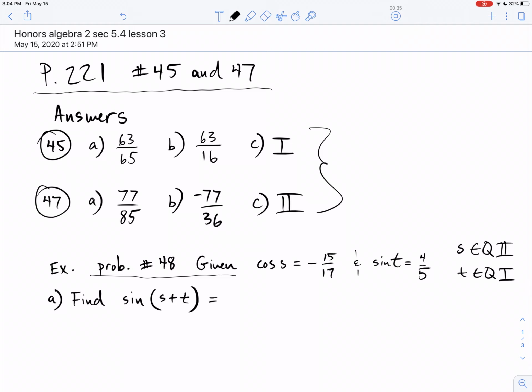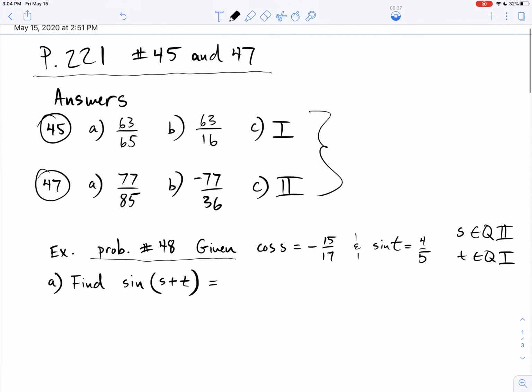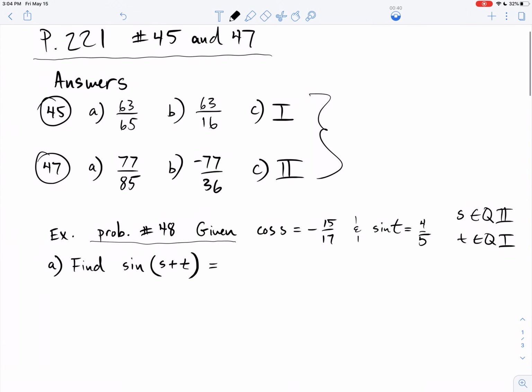Well, here's my example. I'm going to do this one for you, and then you just follow. But we did something just like this in section 5.3, so this is not too unique. Problem number 48, they gave me cosine S equals negative 15/17, and then they say sine of T is 4/5. Angle S is in quadrant 2, angle T is in quadrant 1. Find sine of S plus T. So I'm doing sine of sum.